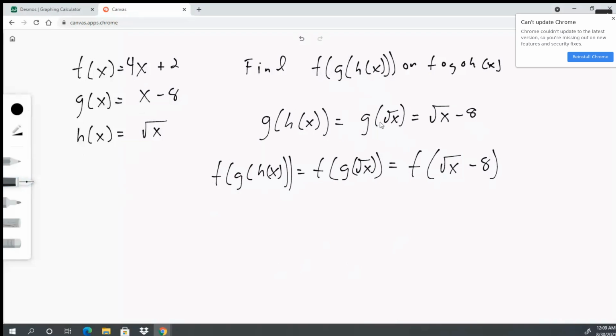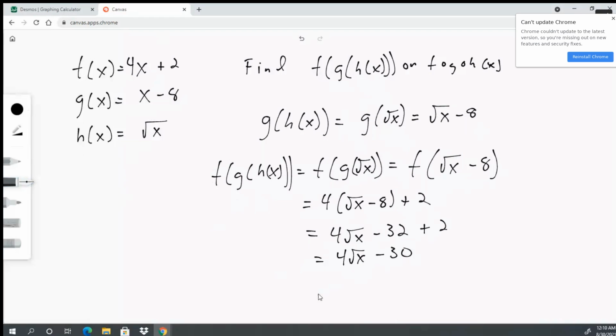h of x equals the square root of x. We plug that into g of x to get square root of x minus 8, right? f of g of h of x is f of that, which is f of square root of x minus 8. So we plug this in for x, square root of x minus 8. We get f of g of h of x equals 4 times the square root of x minus 8, plus 2, which is equal to 4 square root of x minus 32, plus 2, or 4 square root of x minus 30, right?